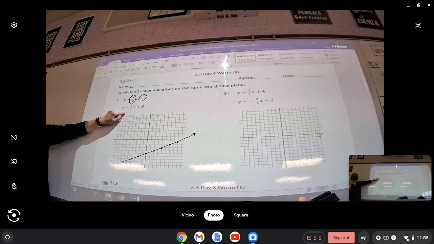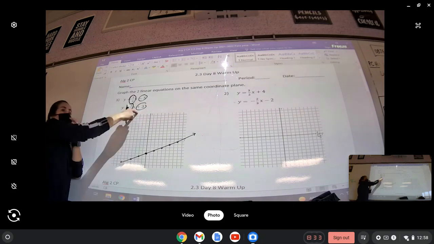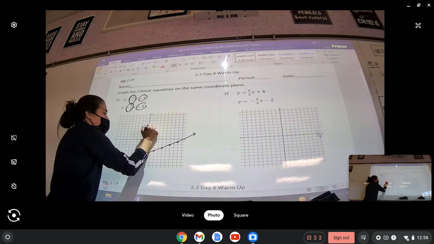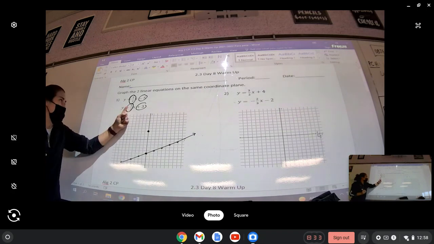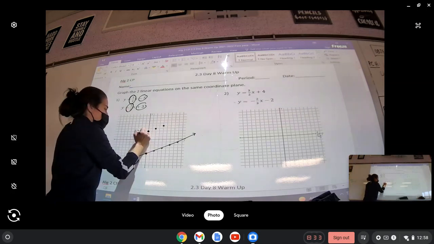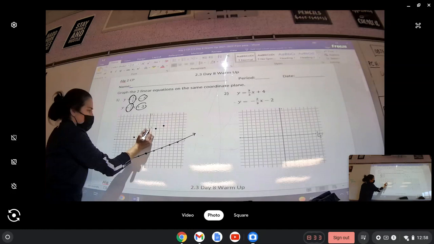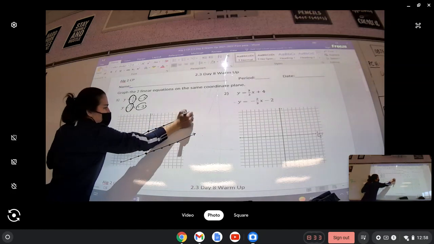All right, now we graph this line. Its slope is also what? 1/2, and its y-intercept is 3. So we're going to start at a y-intercept of 3. X is 0, y is 3, right there on the y-axis. And again, we're going to rise up 1 and run to the right 2. Okay, connect them. And we're good to go.